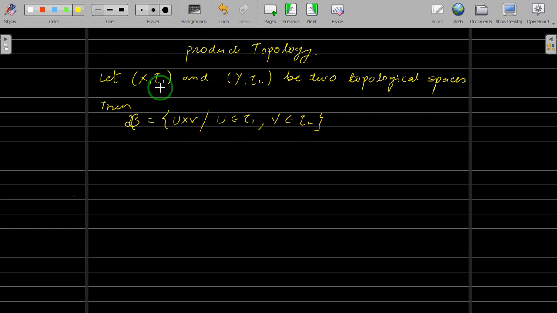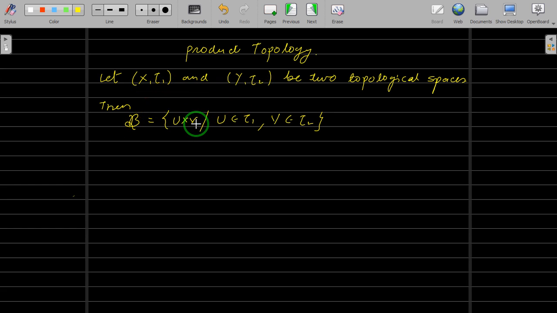Okay. We know what tau 1 and tau 2 are. From tau 1, you take one element. From tau 2, you take one element, and you take the Cartesian product of that. This cross product will be here, so take all those elements here. Again, you can ask: if tau 1 has m elements and tau 2 has n elements, how many elements will this B have? If tau 1 is countable and tau 2 is uncountable, is this B countable or uncountable? Those questions you can always ask.